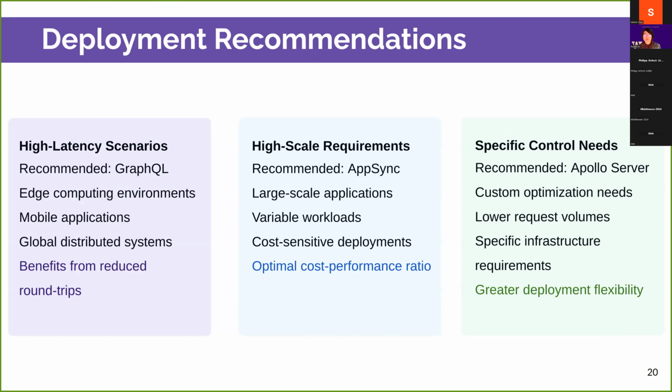So a few deployment recommendations if you want to try GraphQL. The first is that in high latency scenarios like edge computing and mobile applications, GraphQL is definitely recommended. If you have needs for large scaling, try some mature services as provided by large cloud providers. And if you have very specific control needs, want to better manage the underlying server and maybe change a few details in the implementation on the low concurrency level, you can also try Apollo server as the open source implementation.